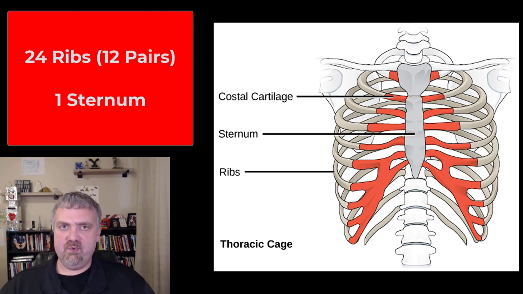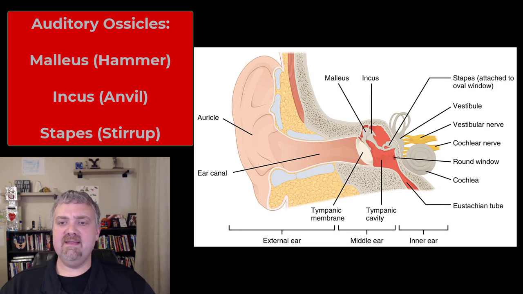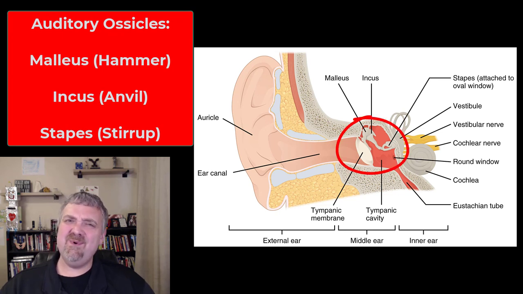Here's the thoracic cage, your 24 ribs. We'll talk about true ribs, false ribs, all of that moving forward. And then we have the sternum there. And then we have your malleus, incus, and stapes. We won't cover them very much here. We'll actually cover them when we talk about hearing. So this is probably the last you'll hear of them.